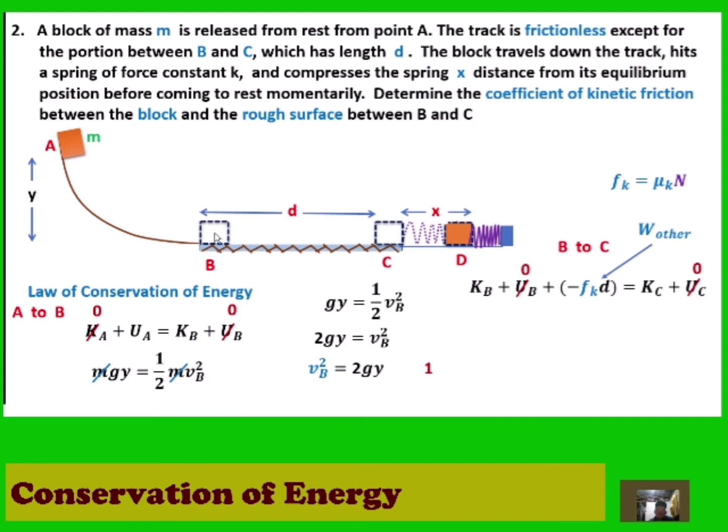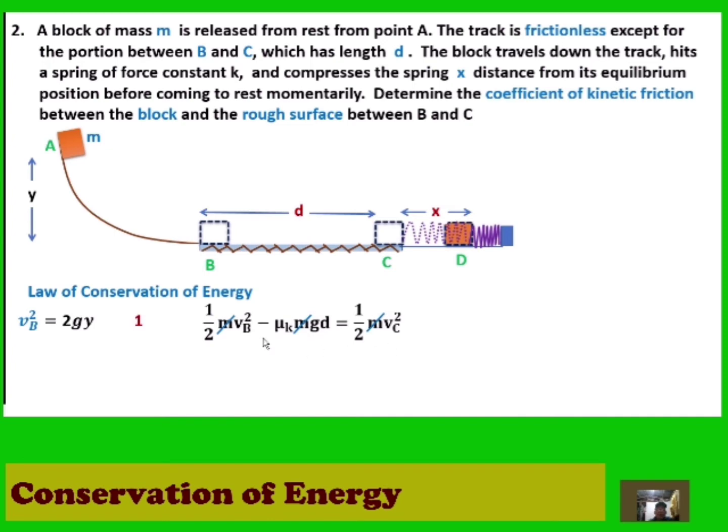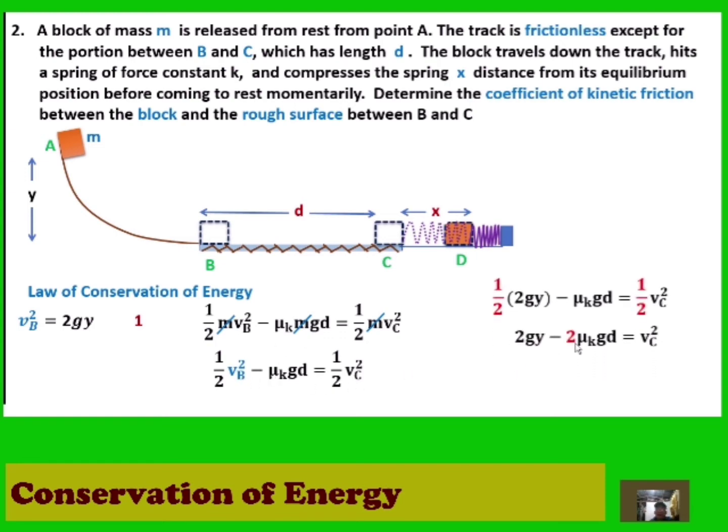At point B, its potential energy is 0 because the height is 0. At point C, its potential energy is also 0 due to 0 height. At point B, its kinetic energy is 1/2 mv_B squared, and F sub K is mu sub K times the normal force, and its kinetic energy at point C is 1/2 mv_C squared. The normal force is equal to the weight, mg. Then simplify the equation, cancel out m. Simplify further, multiplying the whole equation by 2. Then this is our expression for v sub C, the speed of the block at point C, as equation 2.